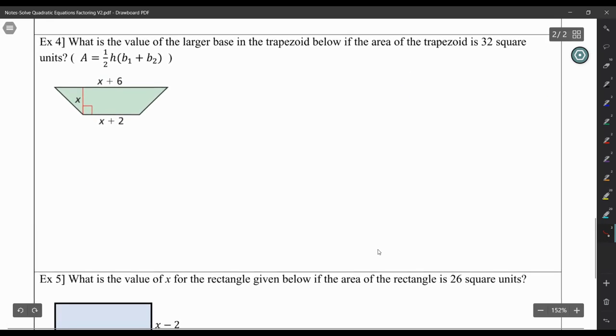Let's look at an application problem. So number 4, what is the value of the larger base in the trapezoid below if the area of the trapezoid is 32 square units? And I give you the formula for the area of a trapezoid. So we need to figure out what we have. So I know the area of the trapezoid is 32 square units.